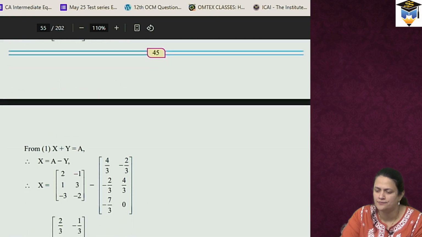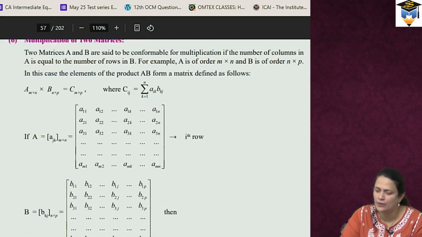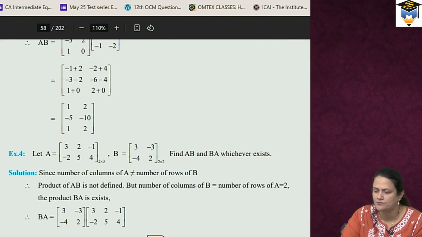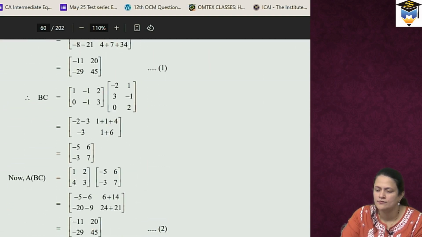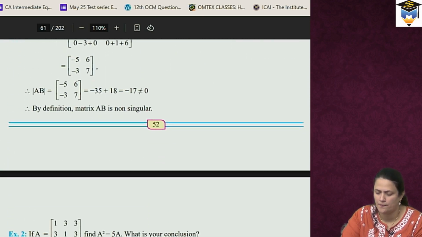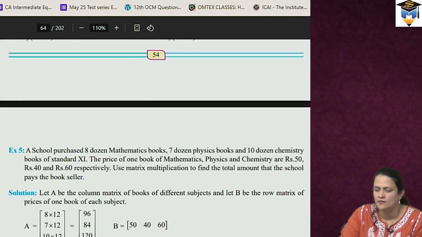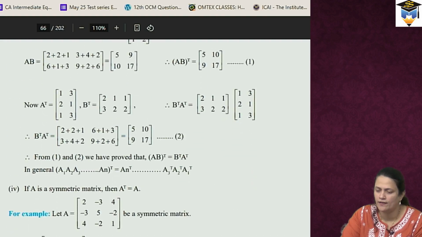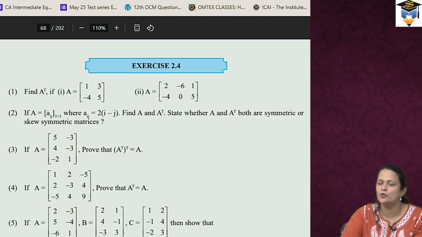Just a minute. So 2.2 was done, 2.3 was done completely. Let me check, wait. So 2.3 was done, okay. Now let us move to 2.4, okay. Now this is 2.4.